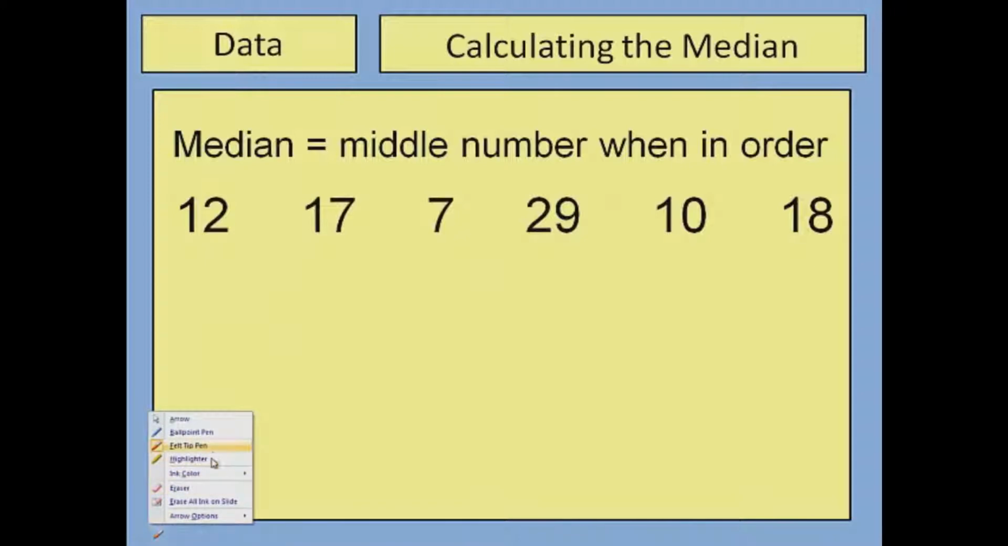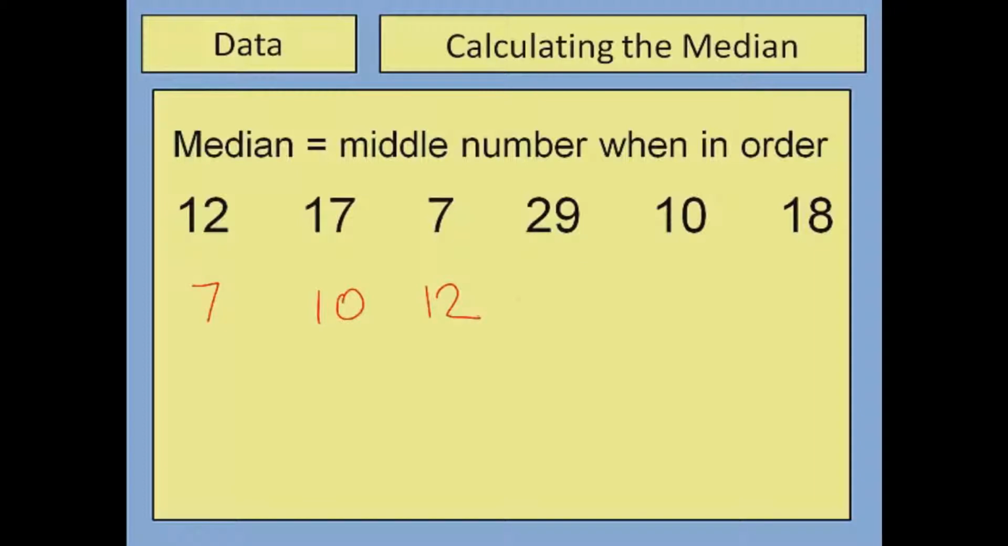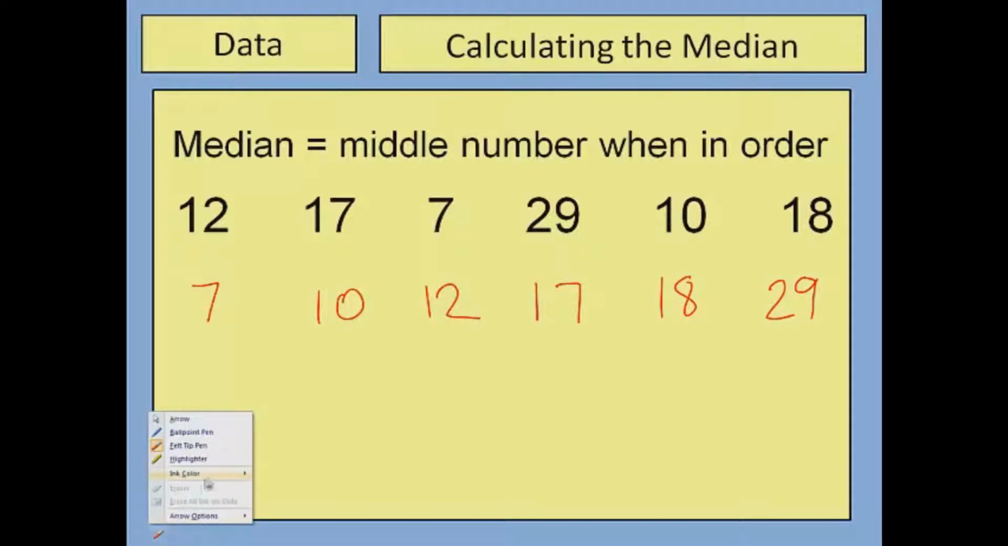Right, for this next question, it's slightly more difficult and something different will happen when you attempt to find the median. So let's begin by putting them in order again. 7 is the smallest, then we have 10, then 12, 17, 18 and 29. And then let's go ahead and cross them off. If we start with 7 being the smallest and 29 being the largest, then we cross off 10 and 18 together as a pair.